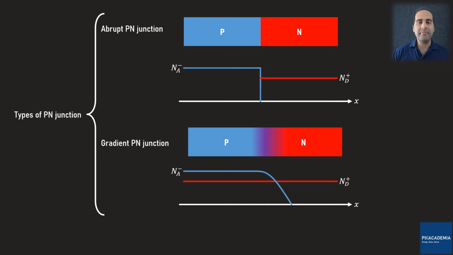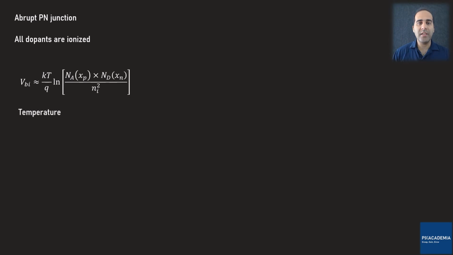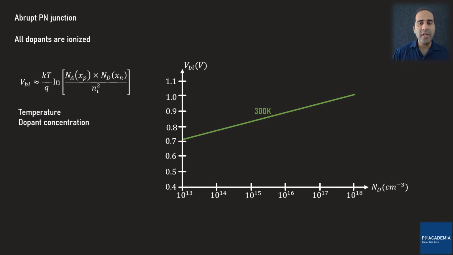For an abrupt PN junction, if I assume that all of the dopants are ionized, the built-in voltage can be calculated by this equation. As you can see, the built-in voltage depends on the temperature and the concentration of dopants. Let's draw the built-in voltage versus the dopant concentration at 300 degrees Kelvin. As you can see, the built-in voltage is proportional to the dopant concentration. As a result, increased dopant concentration increases the built-in voltage. By looking at the VBI expression, we can also see that VBI is proportional to temperature.